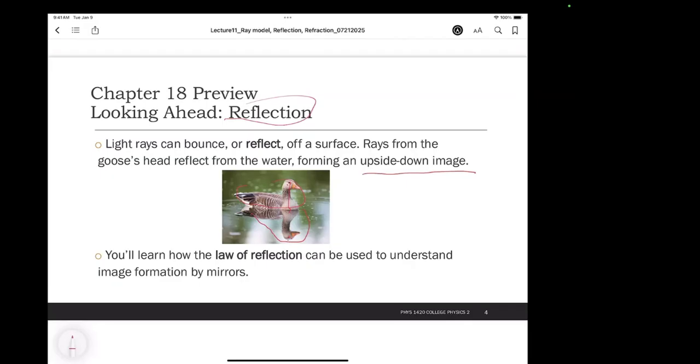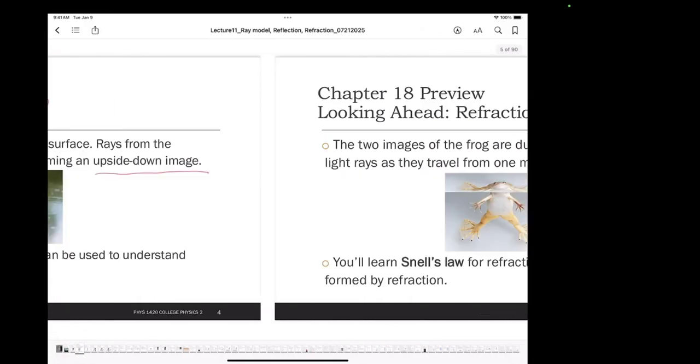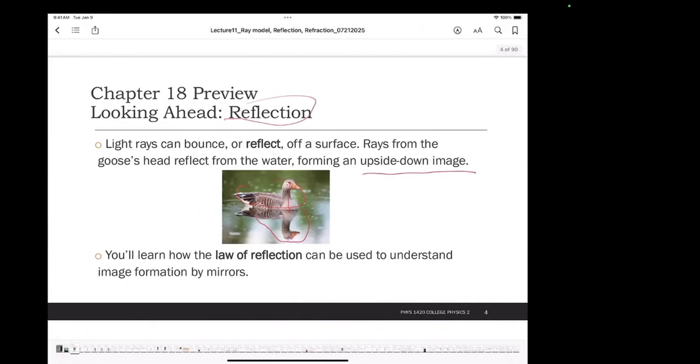You will learn how the law of reflection can be used to understand image formation by mirrors. Every day, I think you look at yourself in the mirror. But what's the theory behind that? Today we will learn that. But remember, after we learn that, you will only know why you can see yourself in the mirror, but you cannot make yourself more handsome. Just kidding.